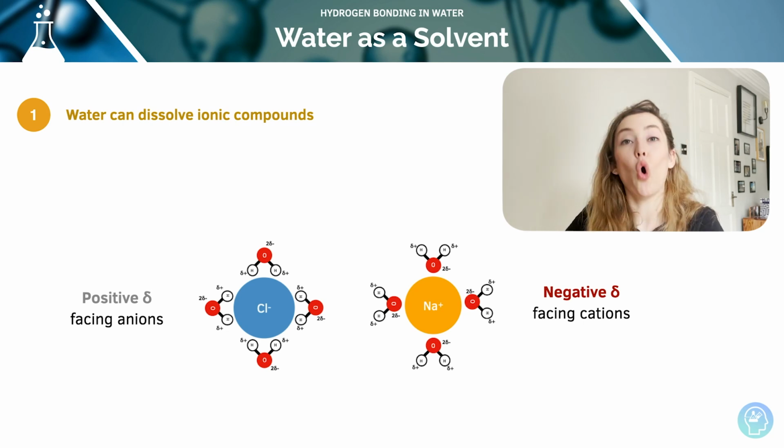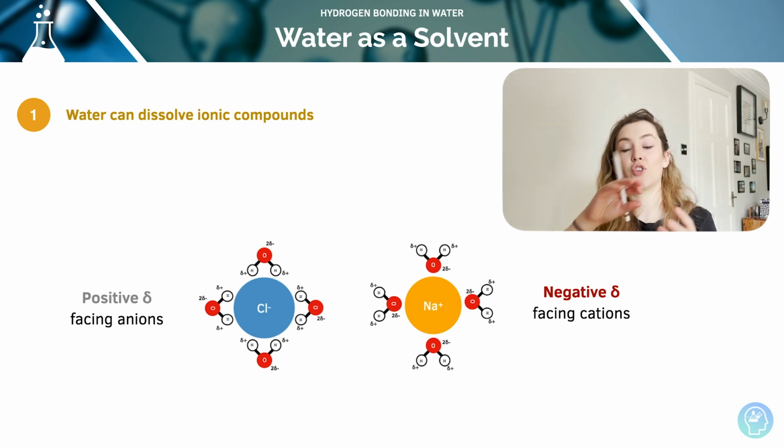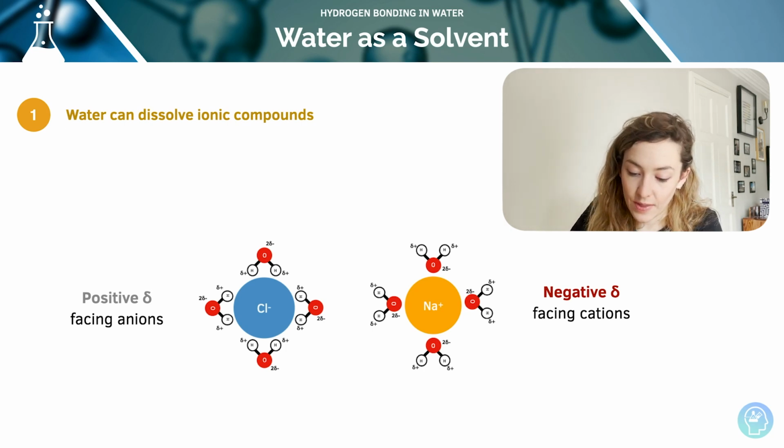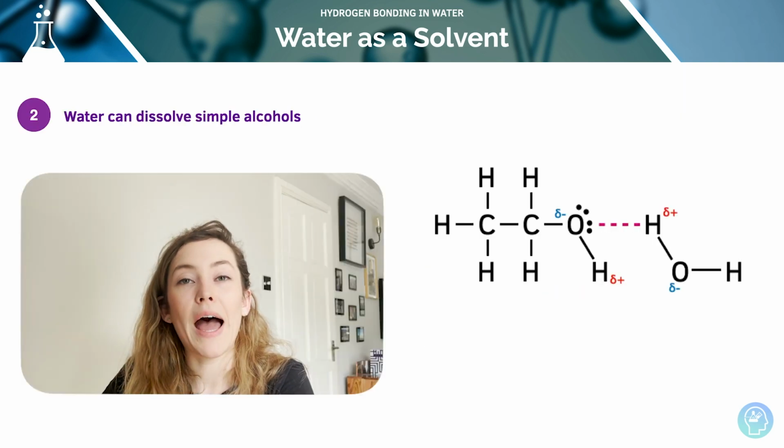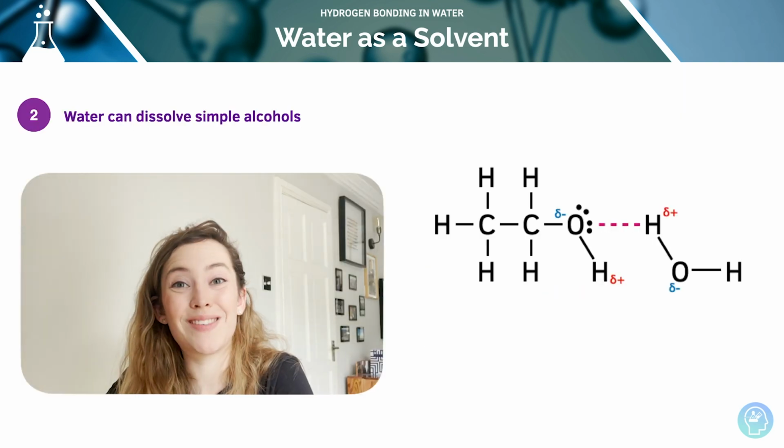And the water molecules will orientate themselves according to the charges. So you can see that the partial positive hydrogens are going to be attracted to the negative chlorines. That's why the water molecules orientate this way, and they orientate themselves in the opposite direction with the positive cation. And as I said before, water can dissolve simple alcohols.